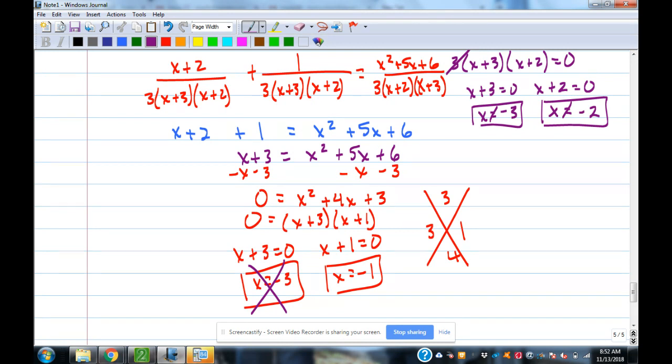All right. So get the denominators the same, get your excluded values, fix the fractions, get the numerator equation, solve it. That's your job.